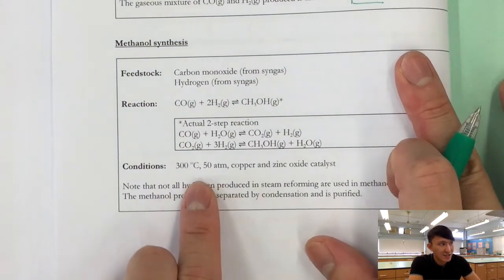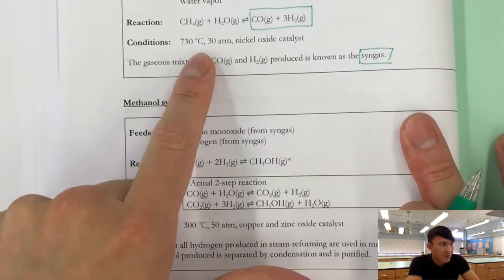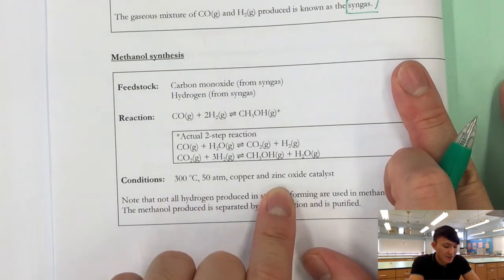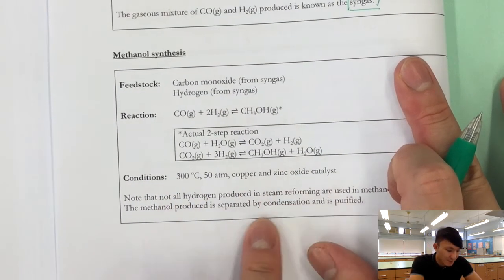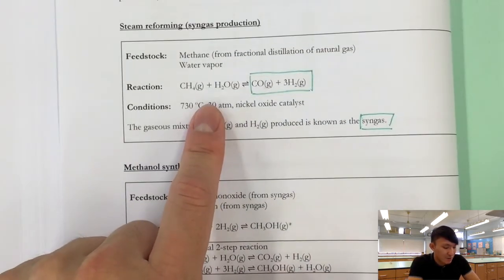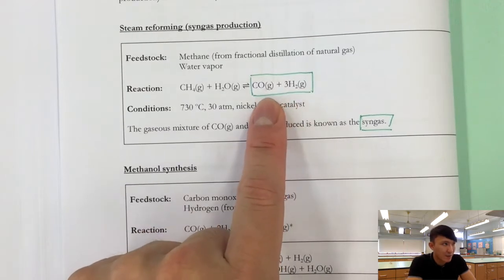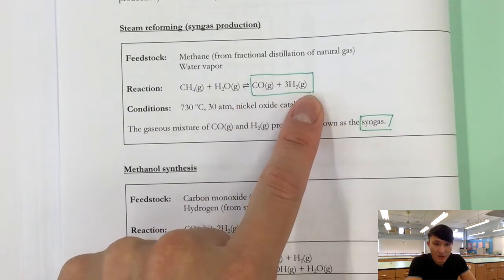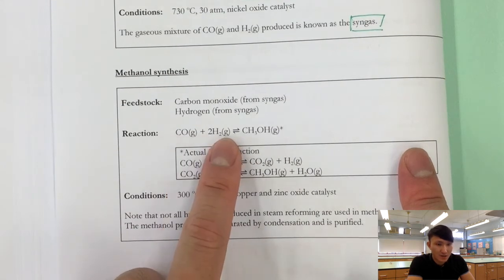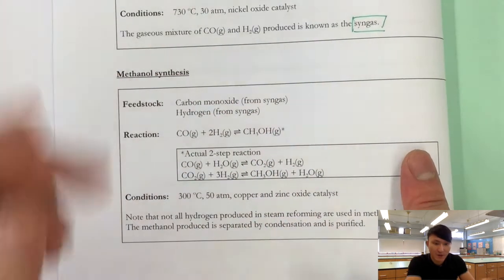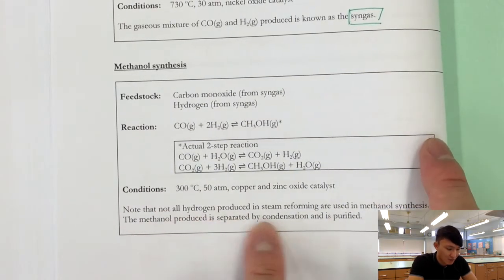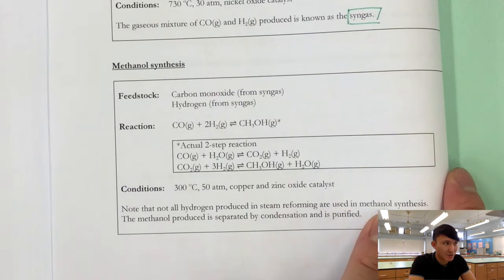Now the condition is milder than what we have here. So 300 degrees Celsius, 50 atm, copper and zinc oxide catalyst. Now, you notice that from the top here, the production of syngas will have carbon monoxide and hydrogen in 1:3 ratio. But down here, the actual requirement of hydrogen is lesser than what we have from the first stage. So notice that not all hydrogen produced in steam reforming is used in methanol synthesis.